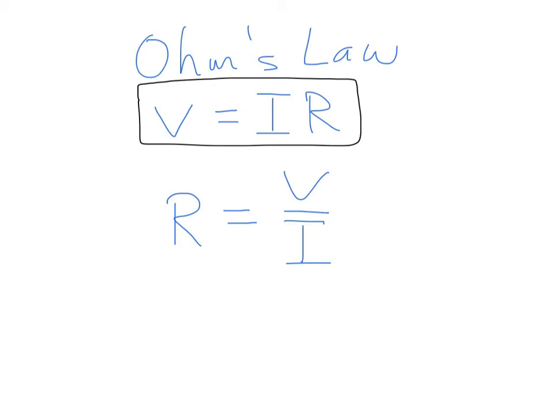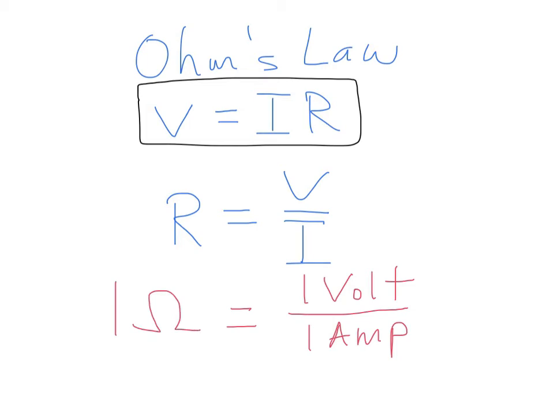So this is another way also to define 1 ohm of resistance. So what we could say is if you have a 1 volt pressure difference across your resistor, and in response to that pressure difference, you get 1 amp of current going through the resistor, then we would say your resistance is 1 ohm, which is the way we abbreviate ohm.